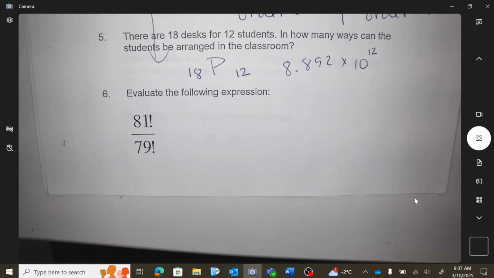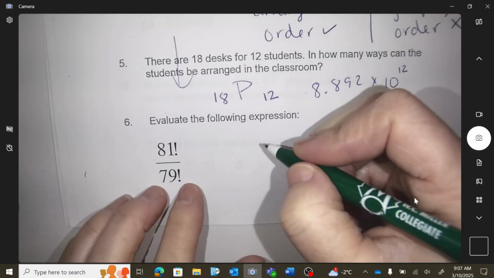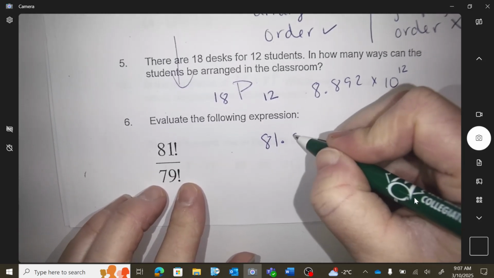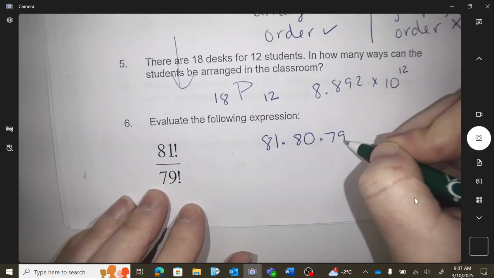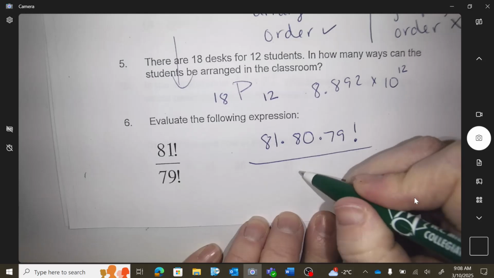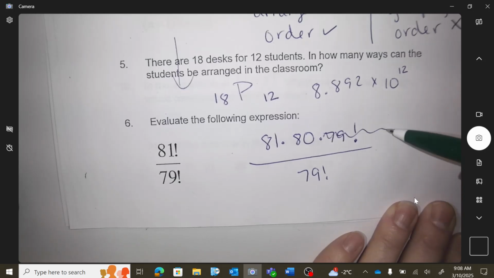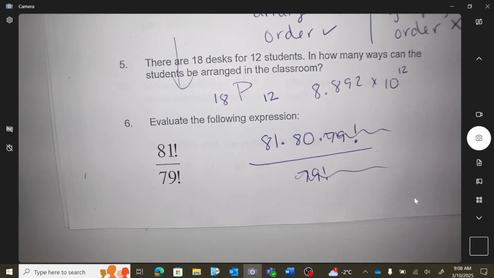Factorial expressions. So remember that I said to always pick 2 factorials, pick the bigger of the 2. So there's only 2 factorials here. Which one's bigger? 81. So 81, 80, 79, and beyond. So that all gets canceled.